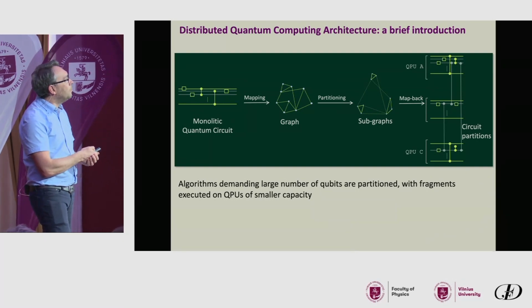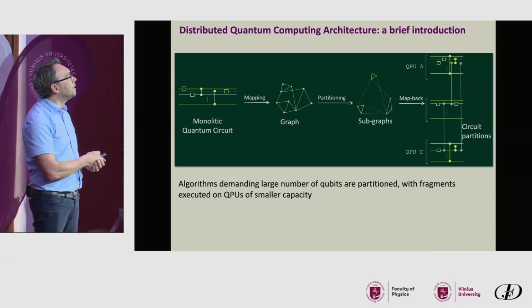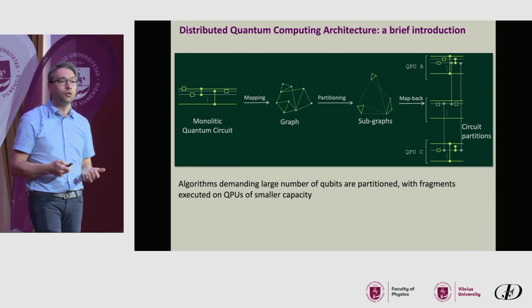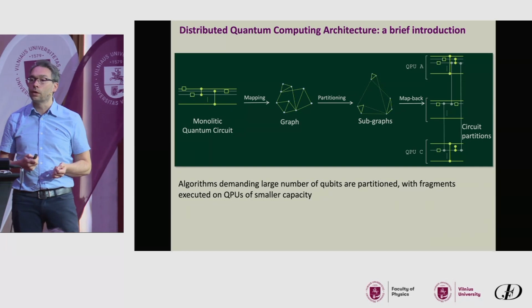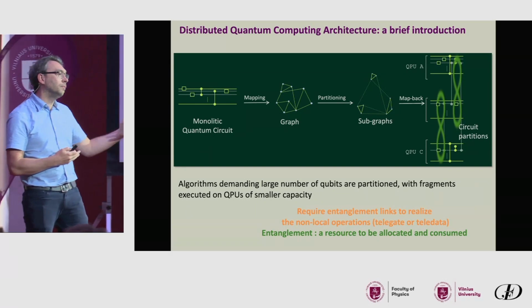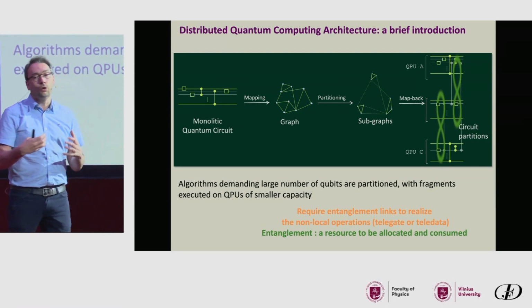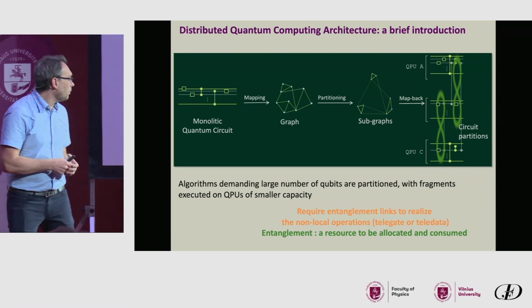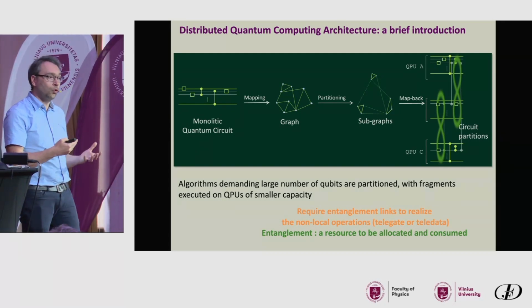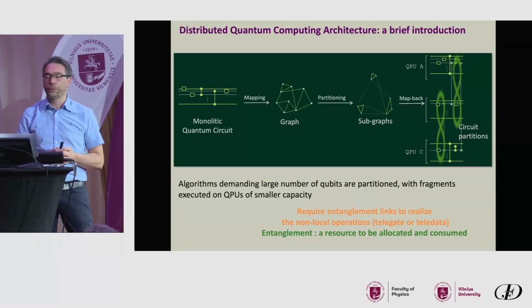So that's a complex problem where you have to make some graph partitioning. And then you will map back this optimization to sub-circuit partition, and you will have non-local operations between the QPUs. So this is where entanglement enters into the game. You will have entanglement links, which will enable some non-local operations, which can be telegate or teledata. So basically, communication-based protocols in your cluster of QPUs. So it requires entanglement, as I said, and entanglement is really also a resource that you want to generate, allocate, distribute, and consume for your compute.